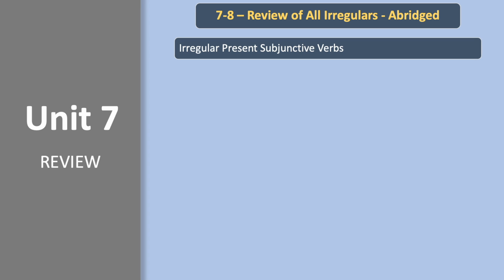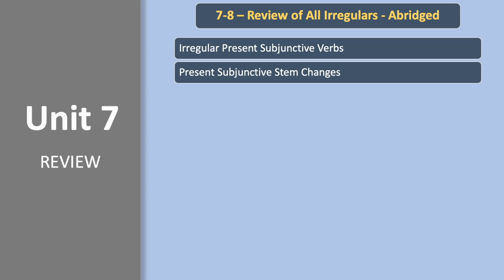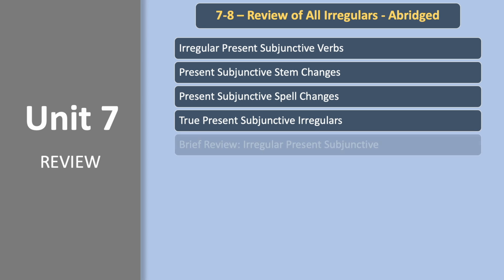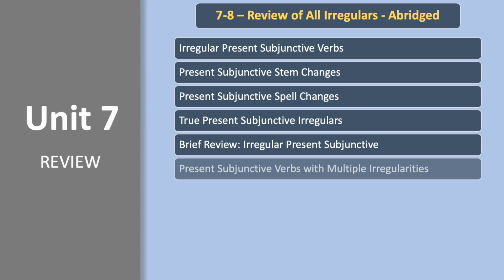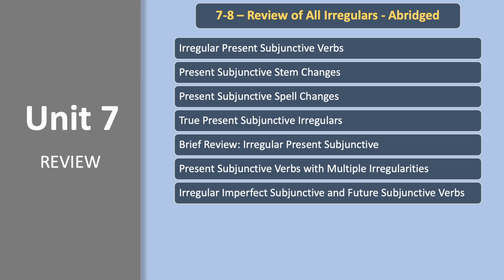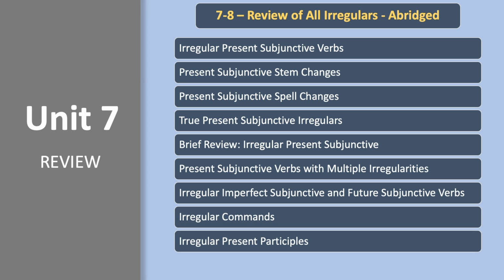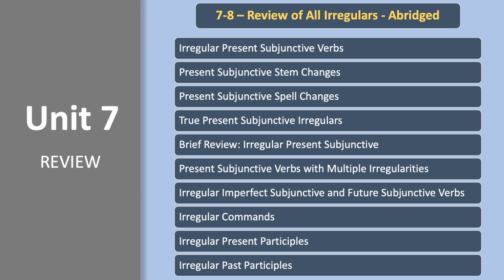We have irregular present subjunctive verbs, including those with stem and spell changes, and true present subjunctive irregulars. There will be a brief review of some of the rules regarding irregular present subjunctive verbs. And we have verbs with multiple irregularities under the present subjunctive. We also have irregular imperfect subjunctive and future subjunctive verbs, irregular commands under the imperative mood, and irregular present and past participles.